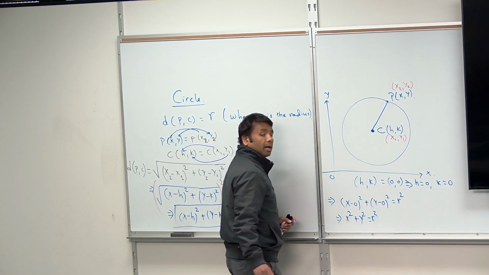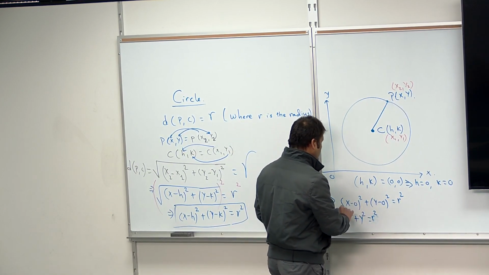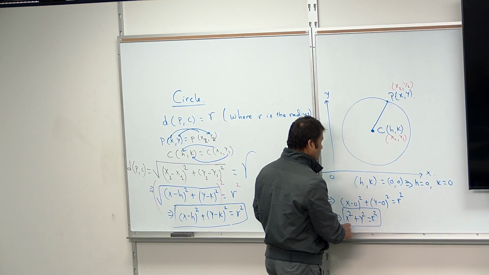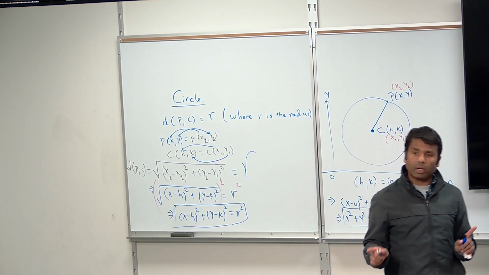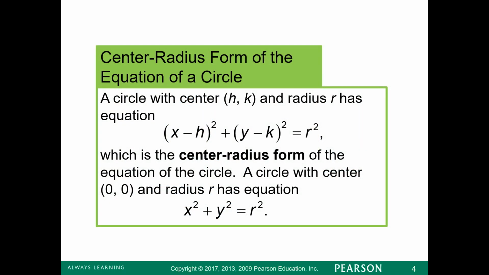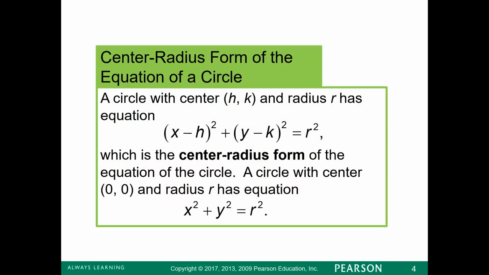So x² + y² = r². So this is the equation of a circle with center at the origin and radius r unit. That makes sense? Did you guys get it?